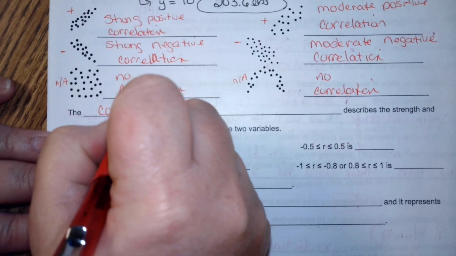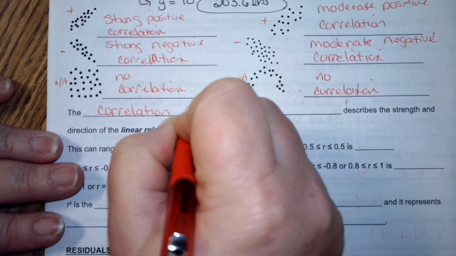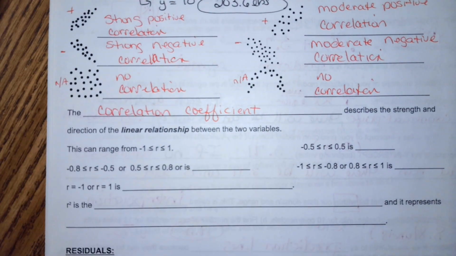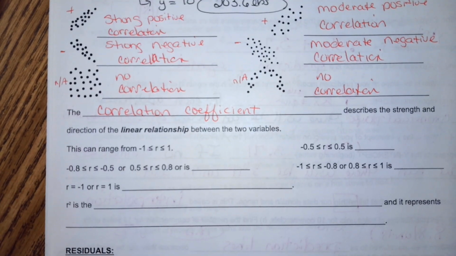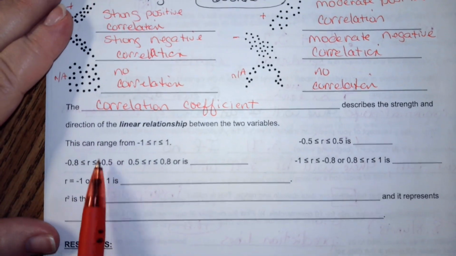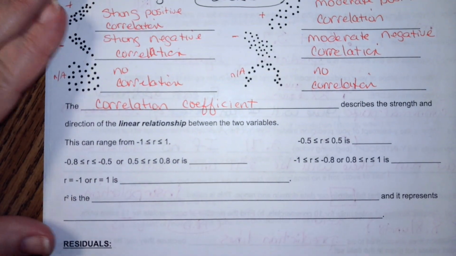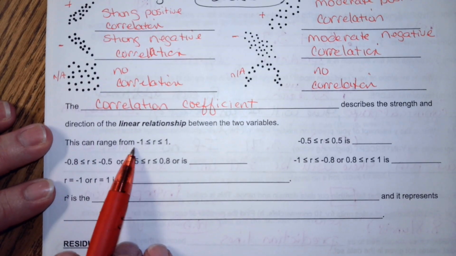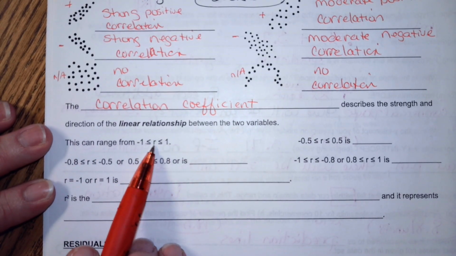All right, so the correlation coefficient. And remember, your correlation coefficient has three numbers: -1, 0, and 1. The closer it is to 1, whether it be negative or positive, the stronger it is. The closer it is to 0, the weaker it is. Okay? So we want to see if you can test your knowledge on this right here. Remember, the range can be from -1 to 1 with 0 being in the middle.